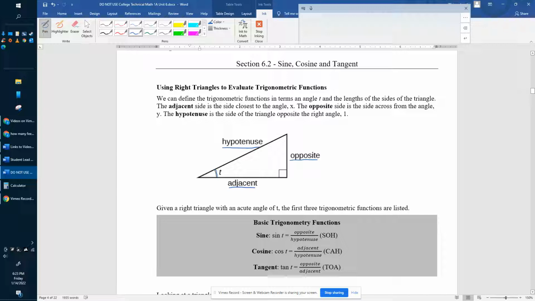So trig functions are 100% simply ratios. You can remember these using the acronym SOH CAH TOA. You may have heard of those in high school.